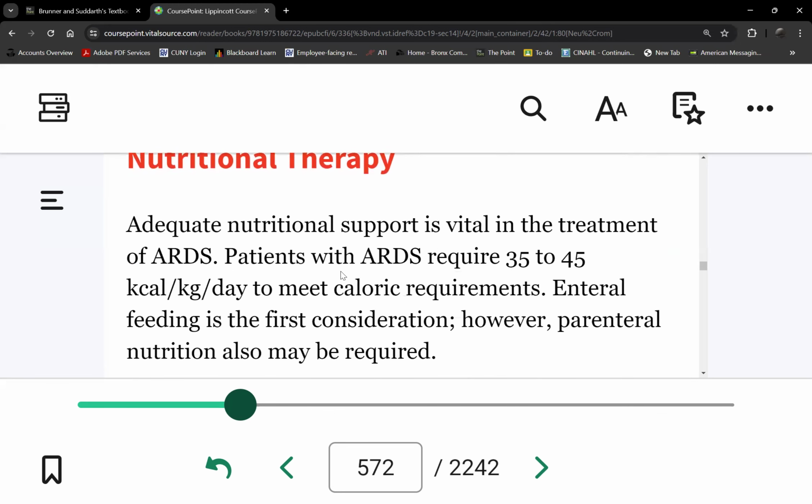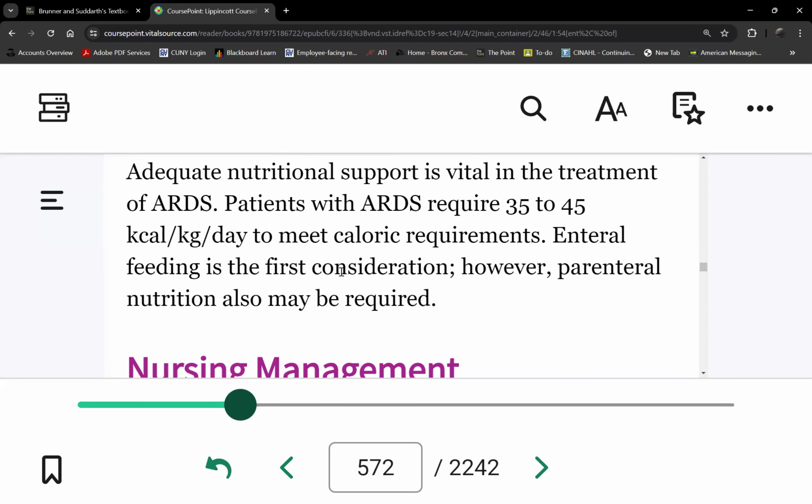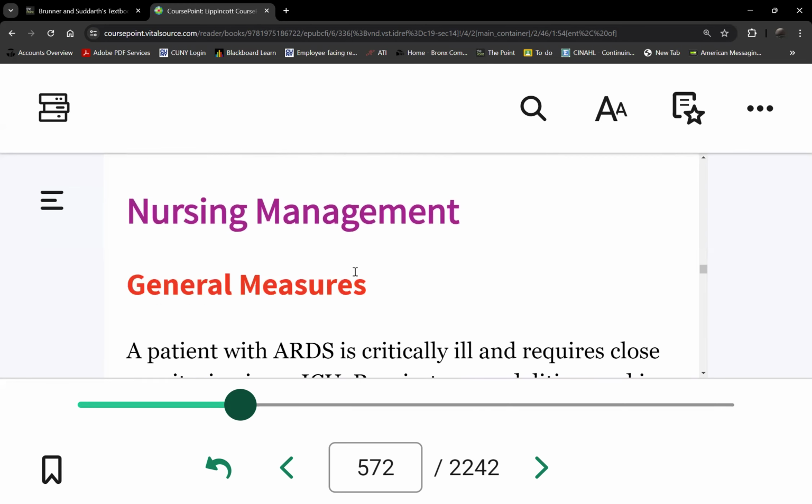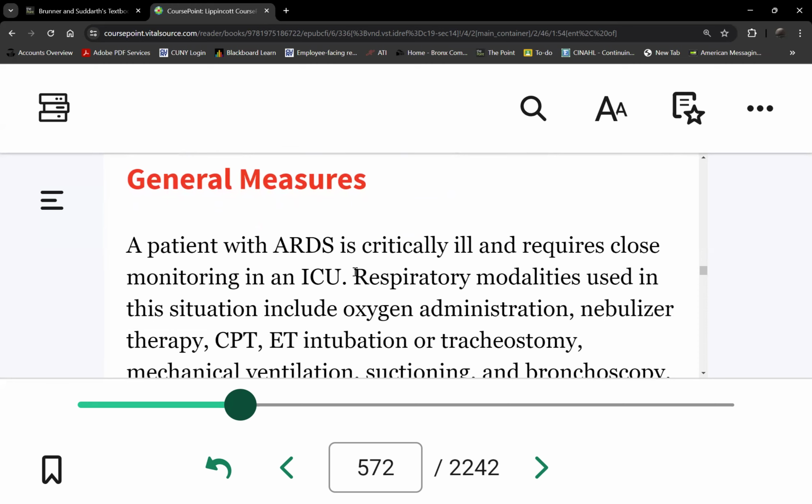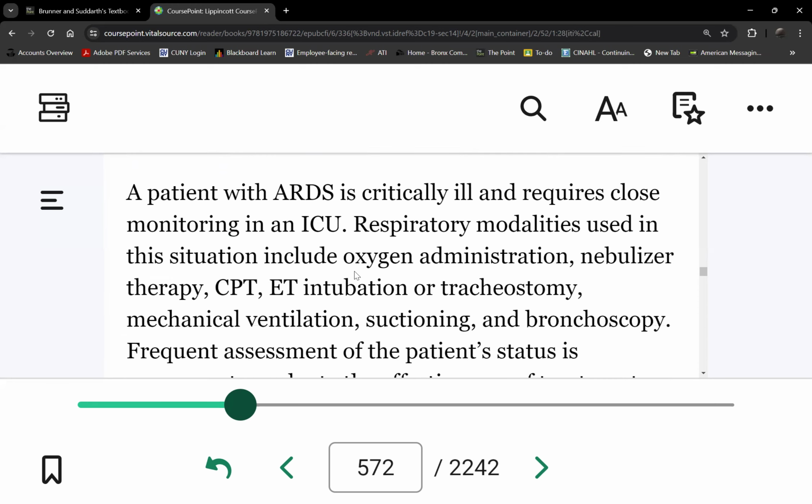Nutritional therapy, because this is short term, the patient will receive an NG feeding tube and be given whatever feeding is appropriate. And because they are intubated, initially they will be in the ICU.